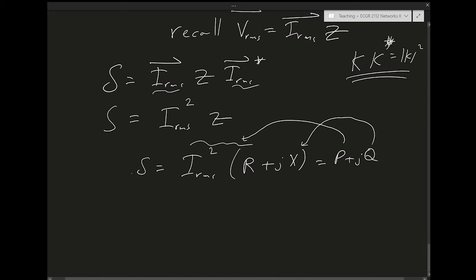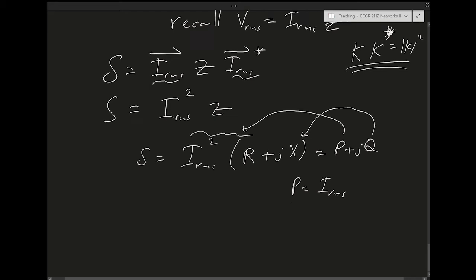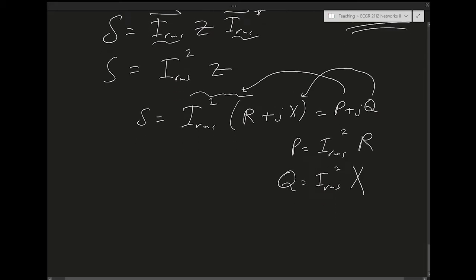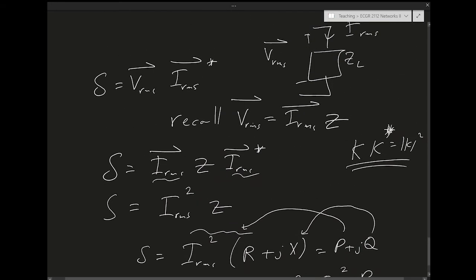So you can see this comparison clearly, right? When you have an impedance, if you want to find the real power, just take the IRMS value, square it, and multiply it by R. If you want to find the reactive power, just take the IRMS value, square it, and multiply it by X. That's it. Okay.